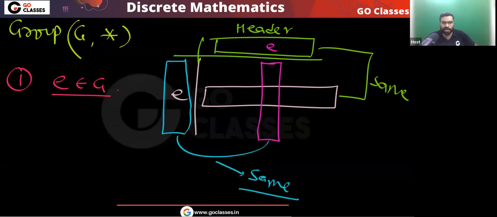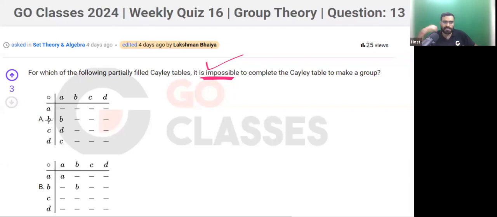So very simple. You need an identity element. Tell me, is it possible B can be the identity element? No. Because if B is the identity element, then this row must be the same as this header. So B cannot be the identity element.